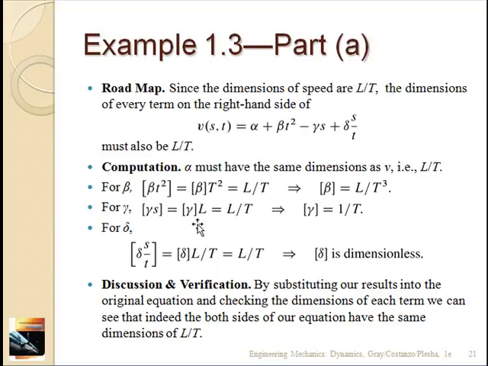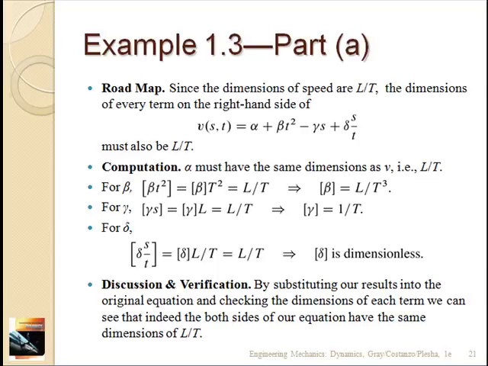For gamma, the product of gamma times s has to have the dimensions length over time. So the units of gamma times length has to be length over time. The lengths cancel, so gamma is 1 over time. And then finally, delta times s over time has to be the units of delta times length over time, and that has to be length over time. Length over time cancels, and delta is dimensionless.